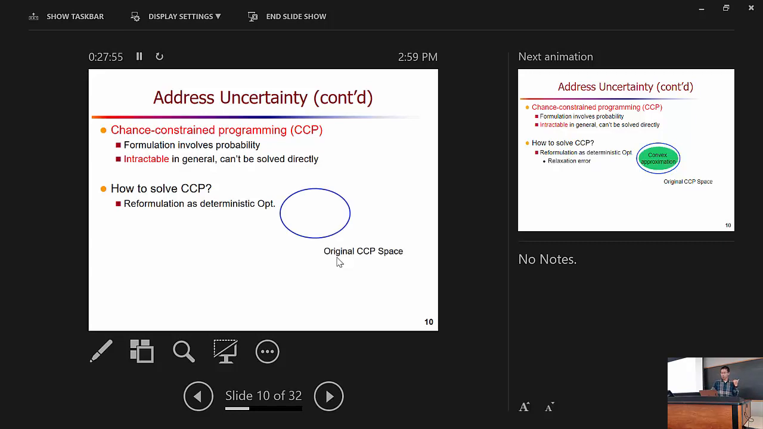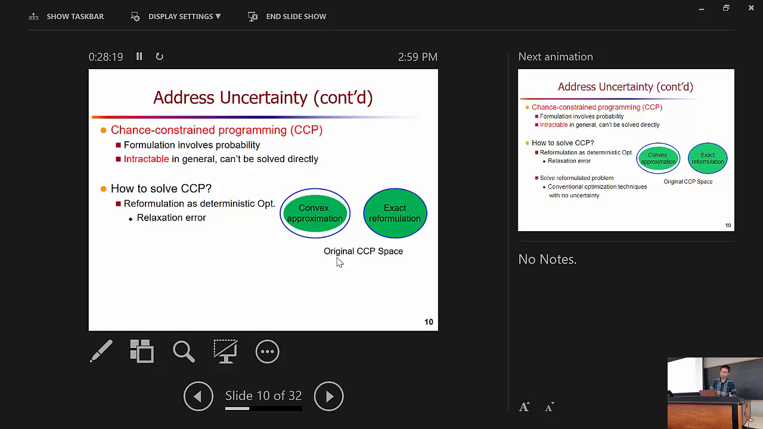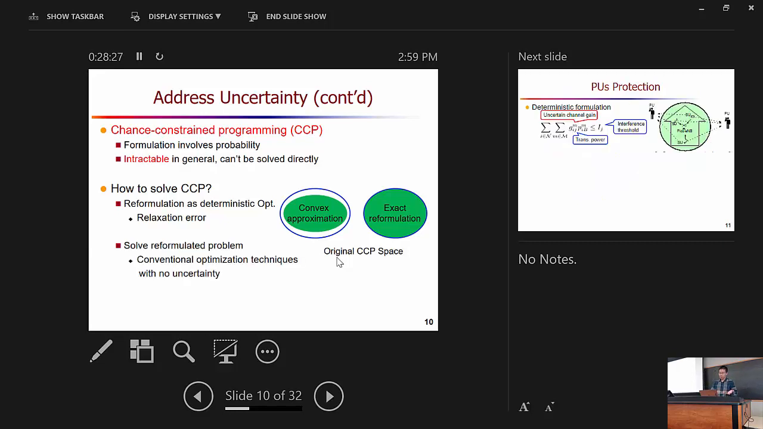So suppose this is our original problem space, and you find a subset inside it, a convex formulation if you can, that has no probability formulation. Then you solve this traditional convex problem as a deterministic problem. There will obviously be some regression errors with this kind of formulation. But what I show is that in some cases you can do an exact formulation. That means your original problem space is exactly the same as your reformulated problem space. After that, all you have is a deterministic optimization problem, and you can do whatever you want. There's no problem anymore. Okay, so this is the general methodology of chance constrained programming.